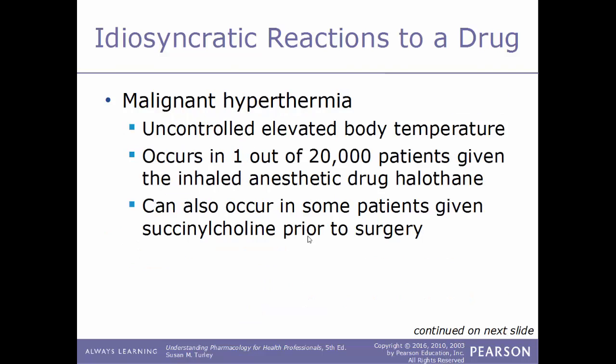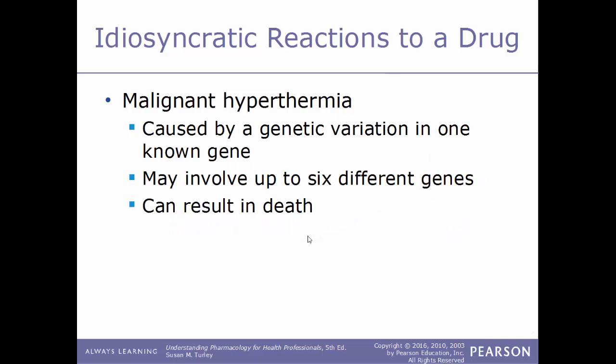An example of an idiosyncratic reaction to a drug is malignant hyperthermia. This is an uncontrolled elevated body temperature. Now, this occurs in 1 out of 20,000 patients given the inhaled anesthetic drug halothane. This can also occur in patients that are given succinylcholine prior to surgery. Now, this reaction is caused by a genetic variation in one known gene. Now, this may involve up to 6 different genes. This idiosyncratic reaction can result in death.